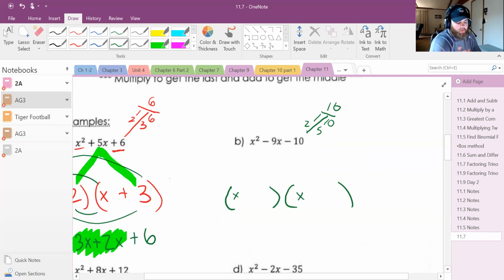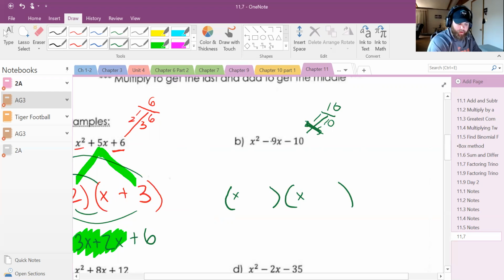Well, 2 and 5, we can already eliminate that. 5 plus 2 is going to be 7. 5 minus 2 is going to be 3. 2 and 5 can't get me there. What can get me there? 1 and 10.